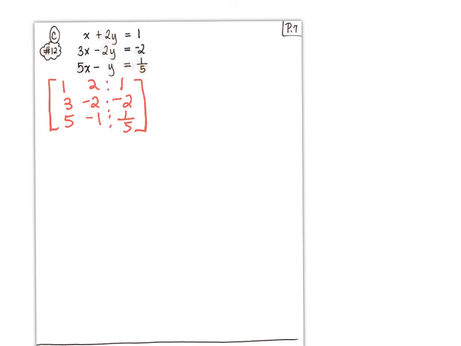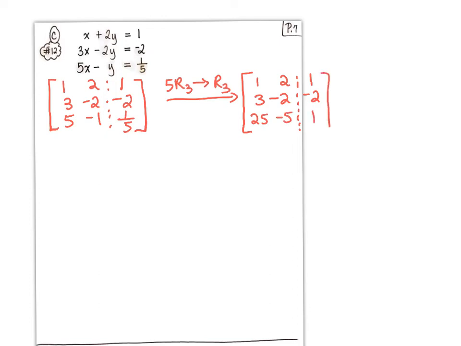Now, where did you start? Yes? I multiplied Row 3 by 5. So 5, row 3 to get a new row 3. So you said, let's get rid of that fraction. Okay, row 2 change or row 1 change? Nope, so 1, 2, 1. 3, -2, -2. And what's row 3? 25, -5, and 1. Good.